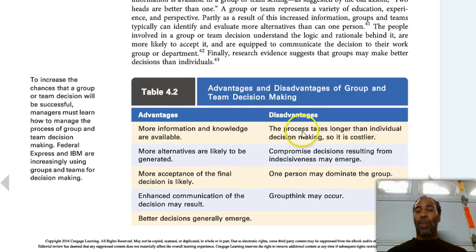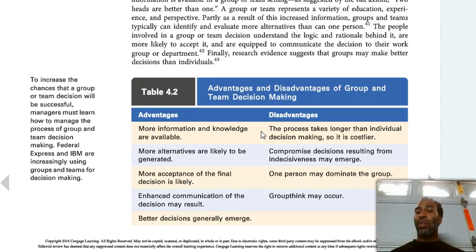I will read through these real quick, but I want you to review it yourself. Advantages: more information and knowledge available because it's more people. More alternatives are likely to be generated because there are more people, again. More acceptance of the final decision is likely, right? If you go in there, box it out, and fight it in the room, you're going to have more support when you come to one conclusion. Enhanced communication of the decision may result, and better decisions generally emerge, right? Just not all the time, but generally.